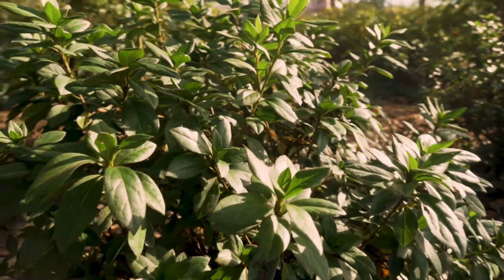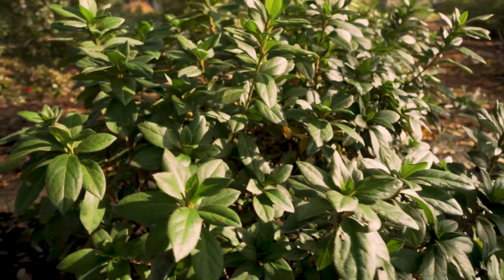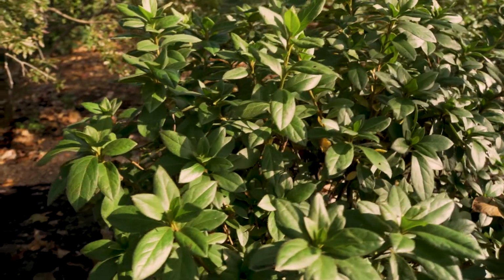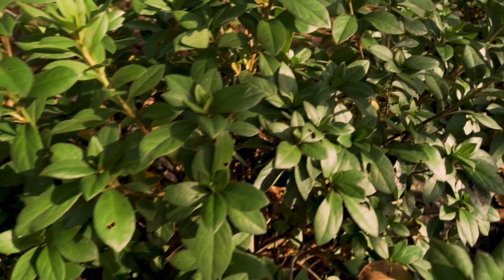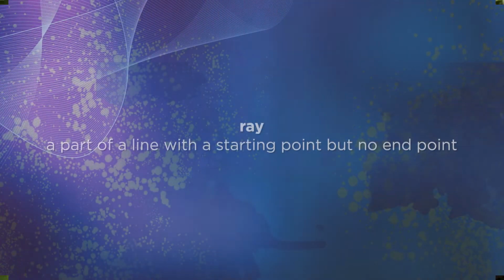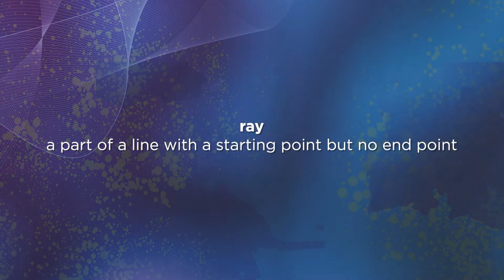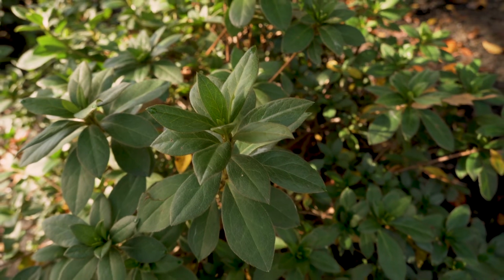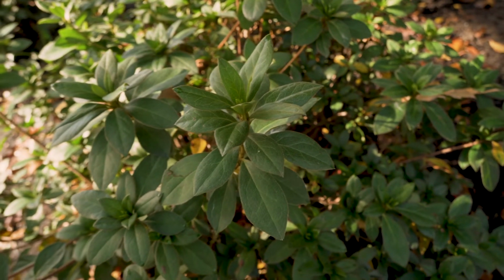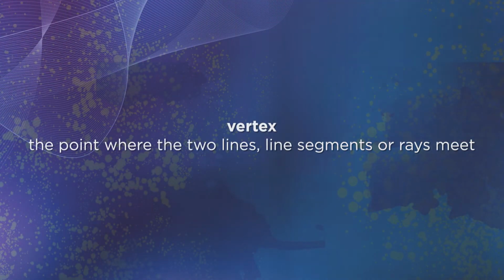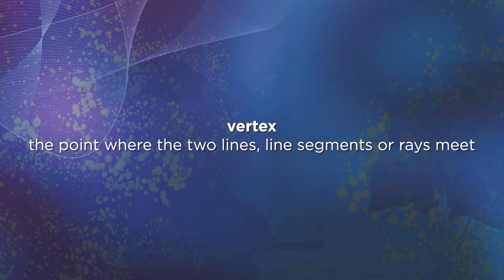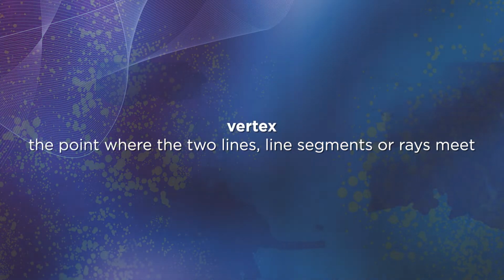I agree. Let's try to measure the angle between the two leaves of the azaleas right here. We can take a protractor and put the horizontal line at the middle of the first leaf, and this is our first ray in our angle. A ray is a part of a line with a starting point, but no end point. Then we can measure the angle by looking at the ray going through the middle of the second leaf and what number on the protractor it lines up with. The place where the two rays meet is the vertex of the angle. The vertex is simply the point where the two lines, line segments, or rays meet.